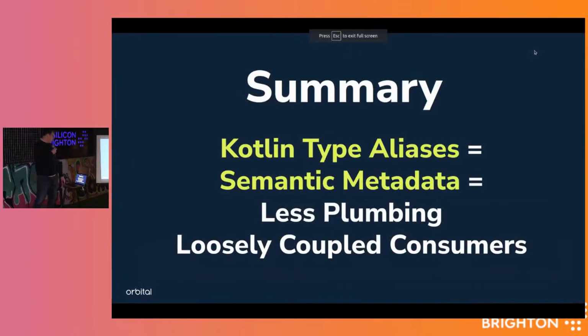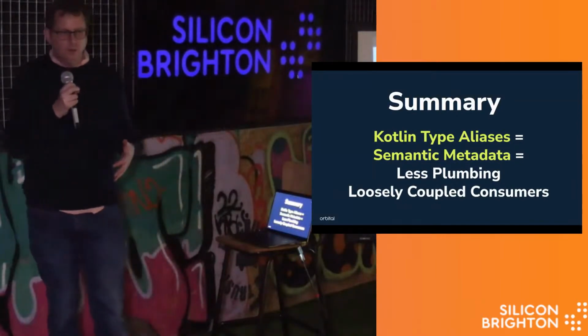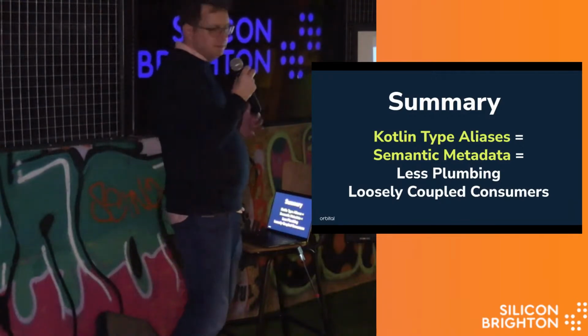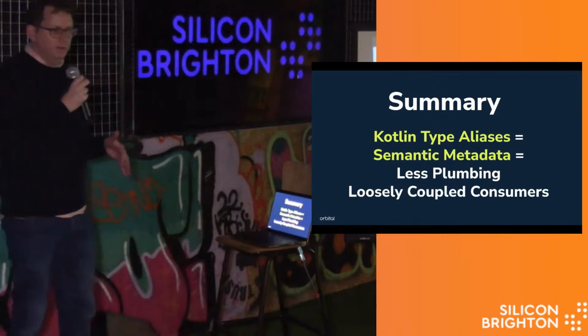Okay, so the summary is Kotlin type aliases are just a neat little way of talking about semantic metadata. Semantic metadata means less plumbing and loosely coupled consumers, and gives us really super cool automated integration.